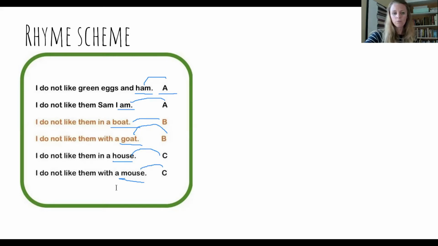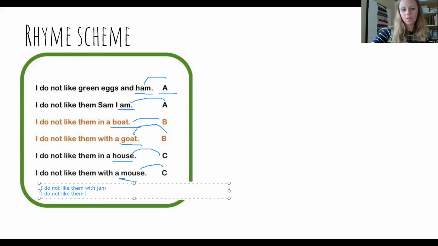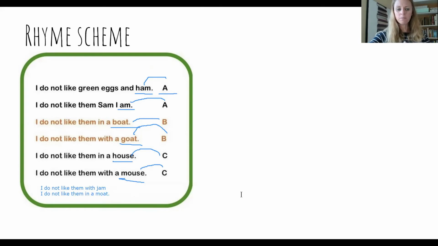So ask yourself, what if I added on to this wonderful poem and I had a line that was something like, I do not like them with jam. I do not like them in a moat. What would my rhyme scheme be then for those two lines?